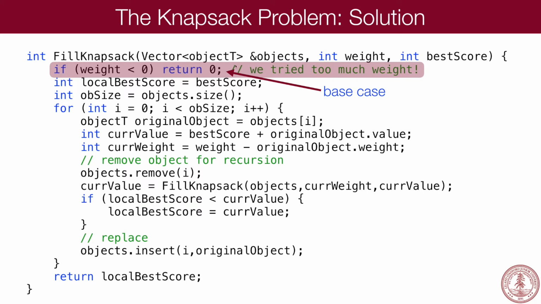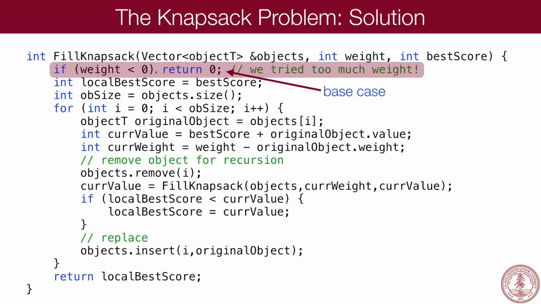Here's our little base case: if the weight is less than 0, we're going to return 0. In other words, if in the recursion we remove an object, we add that object to the backpack, and then we check it, and we call the recursive function, and in the recursive function the weight is less than 0, well, it means we added too many things to our backpack.